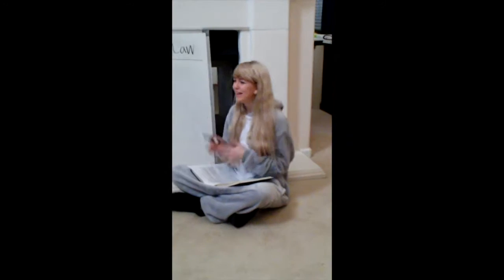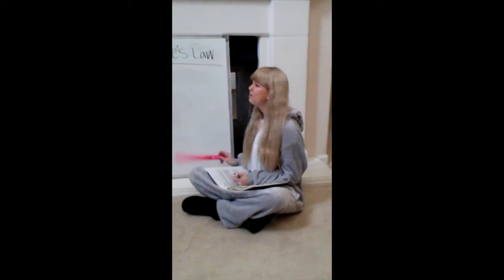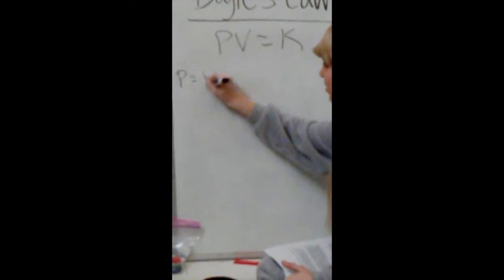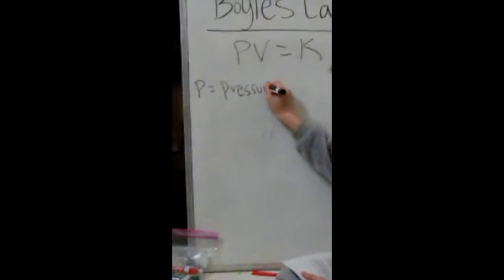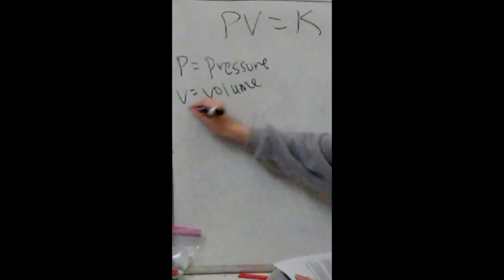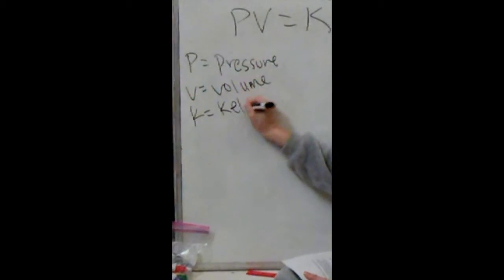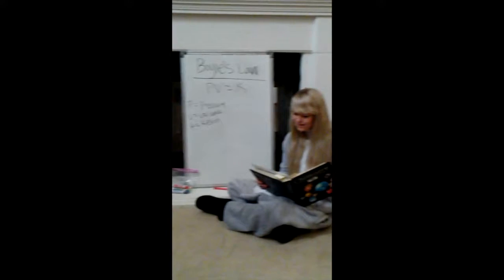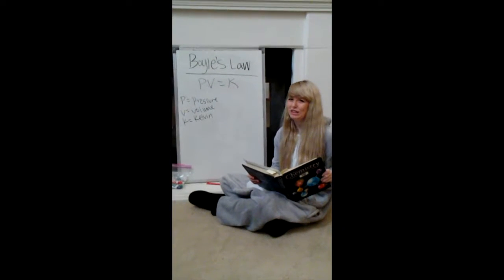We're going to be explaining gas laws, and the first one I'm going to be talking about is called Boyle's Law. Boyle's Law is written as PV is equal to K. P is equal to pressure, V is equal to volume, and K is equal to Kelvin. Basically, Boyle's law states that at a constant temperature, the product of the pressure and volume of a given mass of an ideal gas in a closed system is always constant.